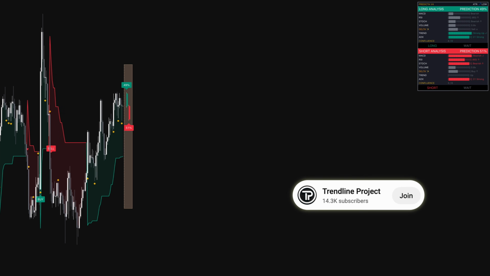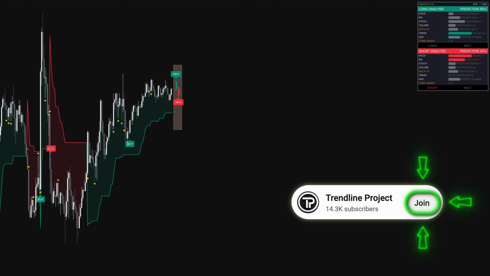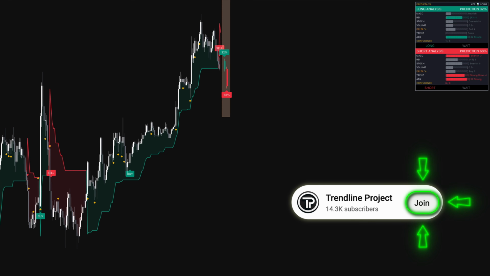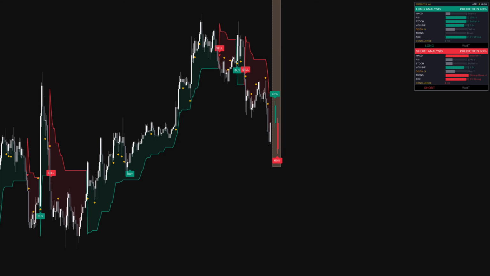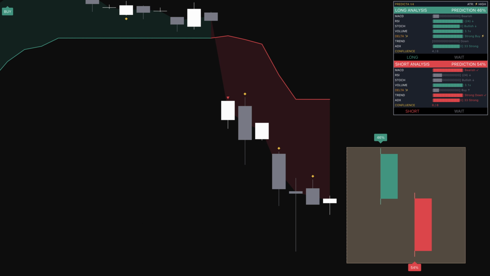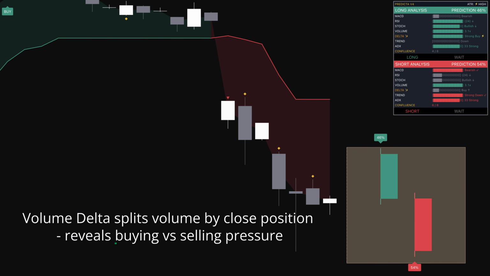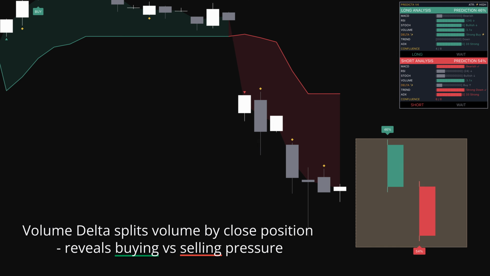The custom supertrend calculates upper and lower bands using ATR multiplication, flipping direction when price crosses the opposite band. Volume delta splits each candle's volume into buying and selling components based on close position within the range, then compares against its 10-period EMA. Long signals require positive delta, and short signals need negative delta.